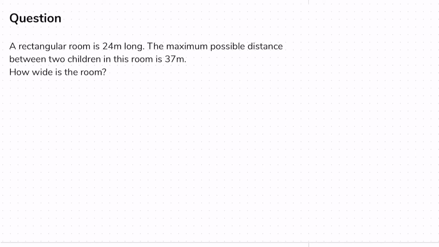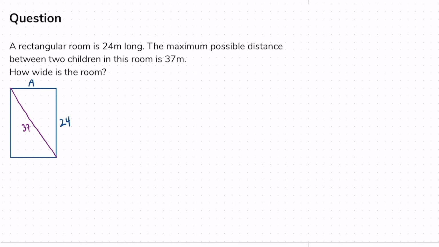In this next question, we're given some information about a rectangular room, which is 24 meters long, and we're trying to find the width of the room. Okay, so this is 24. The width of the room, let's call that A, is up here, but it's also giving us this information. The maximum possible distance, so that's going to be from here to here in the corner, and draw a nice straight line. That is equal to 37.